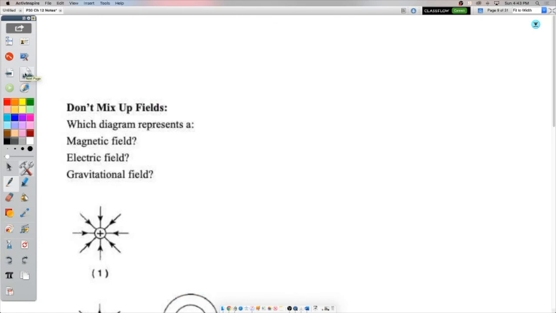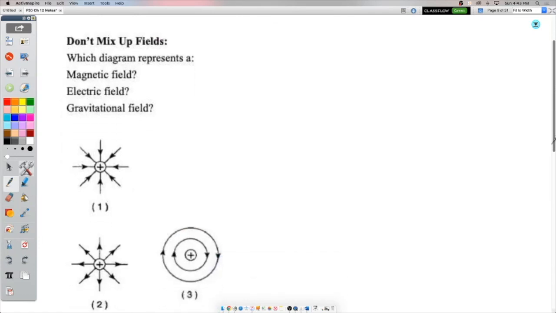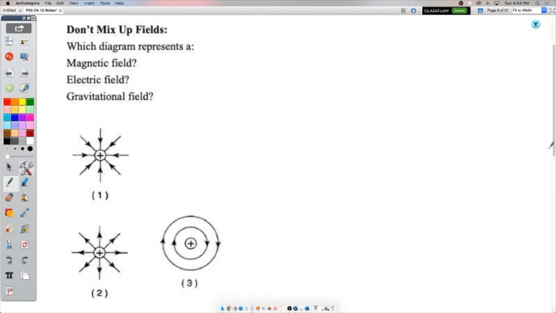Last example for this topic, just a reminder of where we've been and where we're going. Never hurts to just take a breath and say, what fields do we know, and how are they different? So this asks us to distinguish below which one's a magnetic field, which one's an electric field, and which one's a gravitational field.